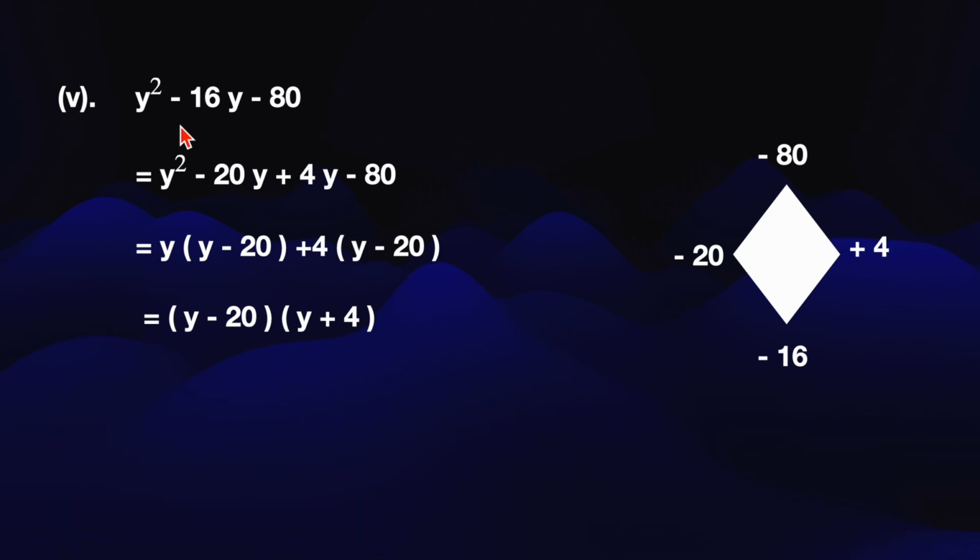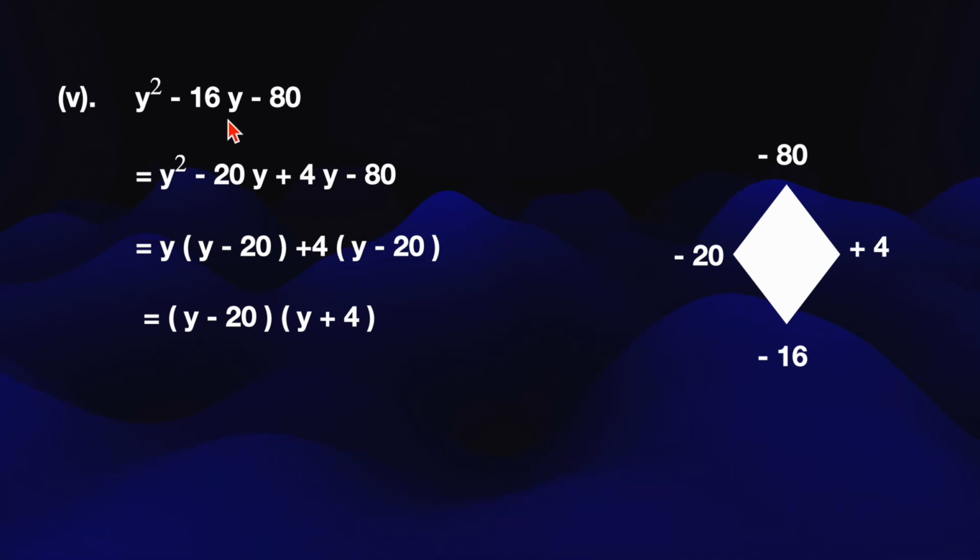Okay, y square minus 16y minus 80. Here the last term, write it on the top. The last term is negative, so one of the numbers will be negative. Write down the factors first, 20 and 4. 20 into 4 is 80. Now you can see that the middle term is negative, so the bigger number will be negative and this is positive. So what is minus 20 plus 4? It is minus 16. Yes, that is the middle term.